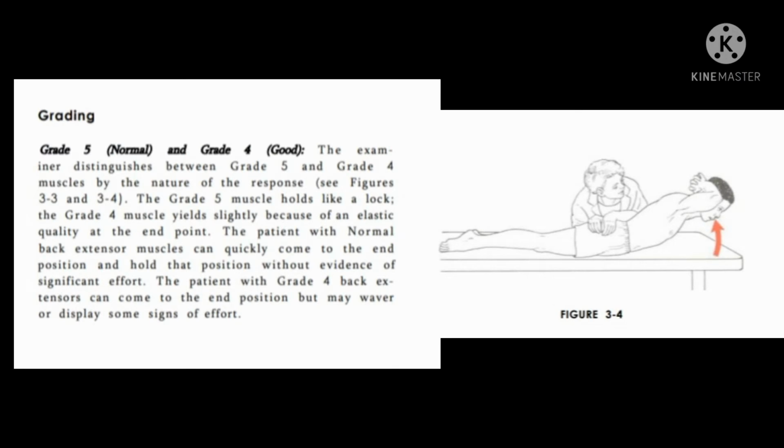Grade 5. The patient with normal back extensor muscles can quickly come to the end position and hold the position without any effort. Grade 4. Patient can come to the end position but with signs of effort.